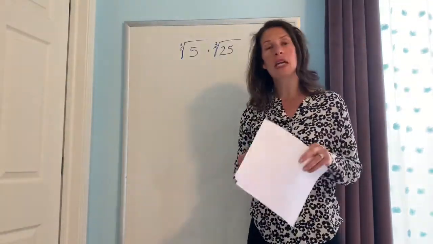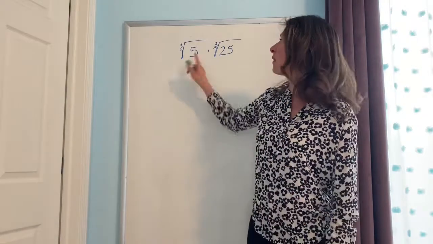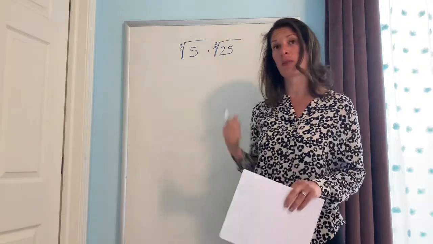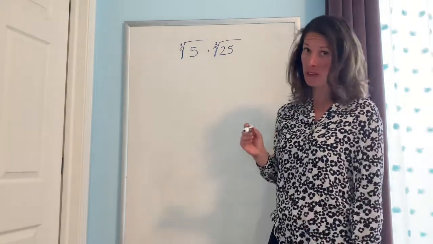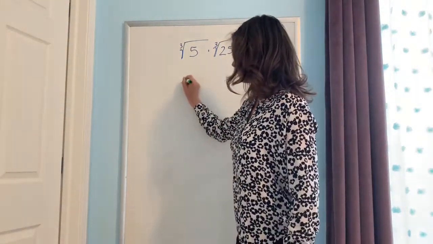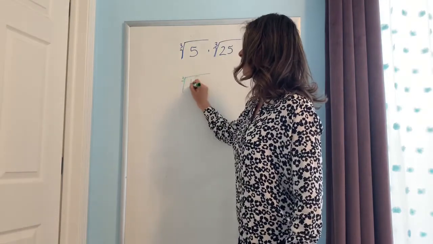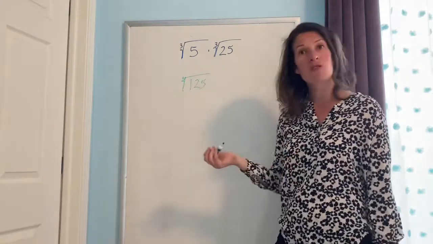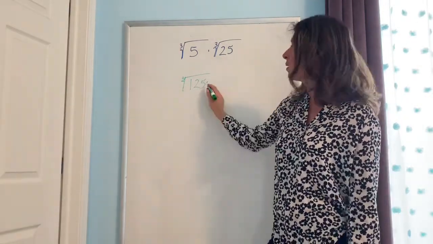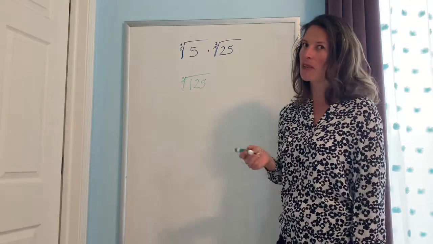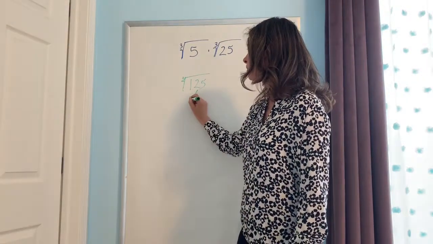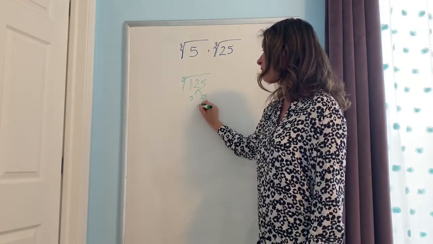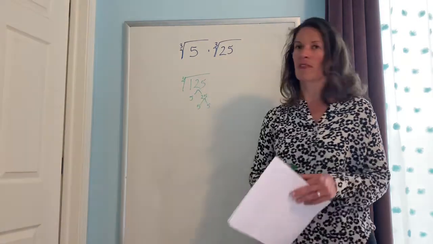Okay, let's look at number 2. We have the cube root of 5 times the cube root of 25. So we're going to multiply what's on the inside. 5 times 25 is 125. So that means we end up with the cube root of 125. Now, to simplify this, we're just going to break it down. We're going to prime factor it. It ends in a 5, so that means we know we can divide by 5. 125 divided by 5 is 25. And then we can divide 25 into 5 and 5.